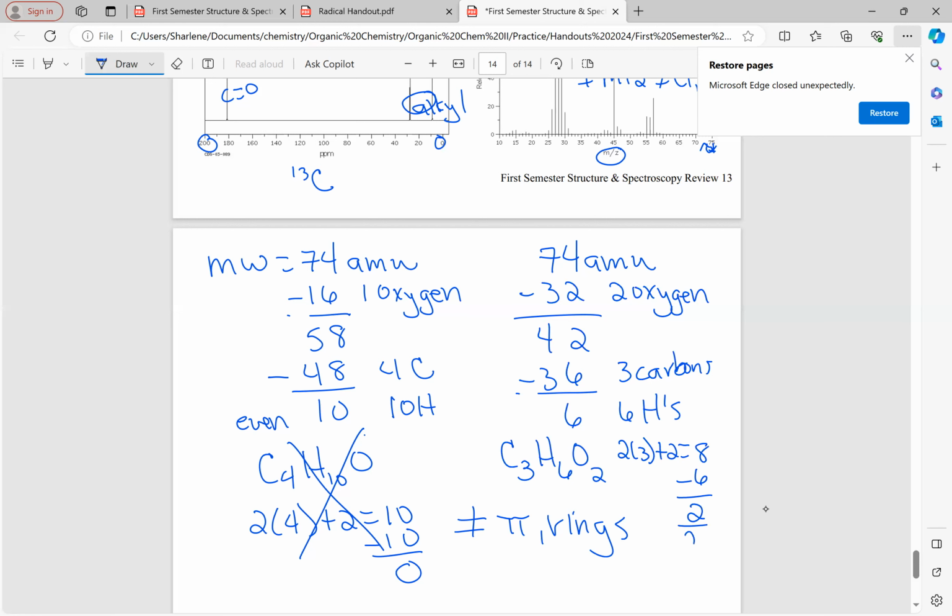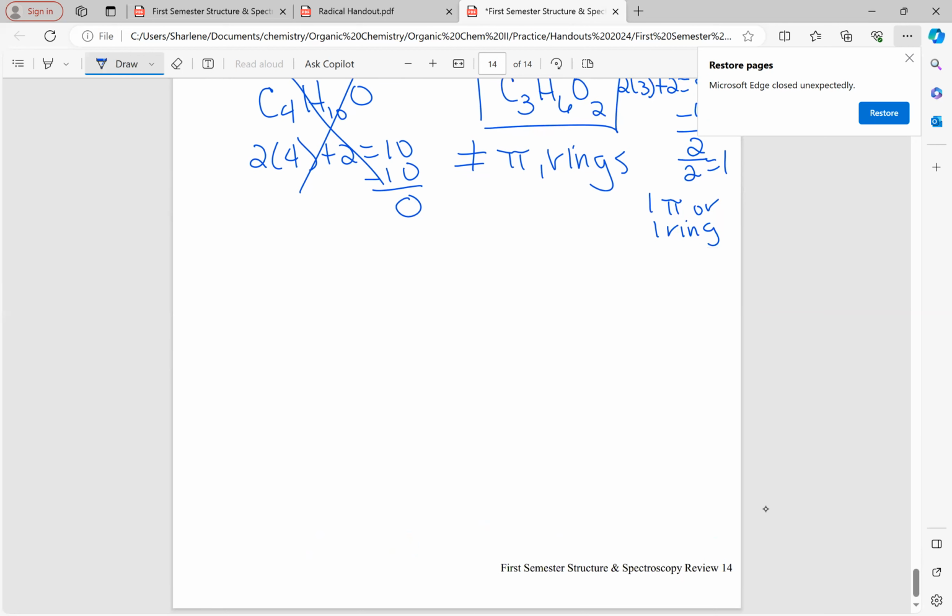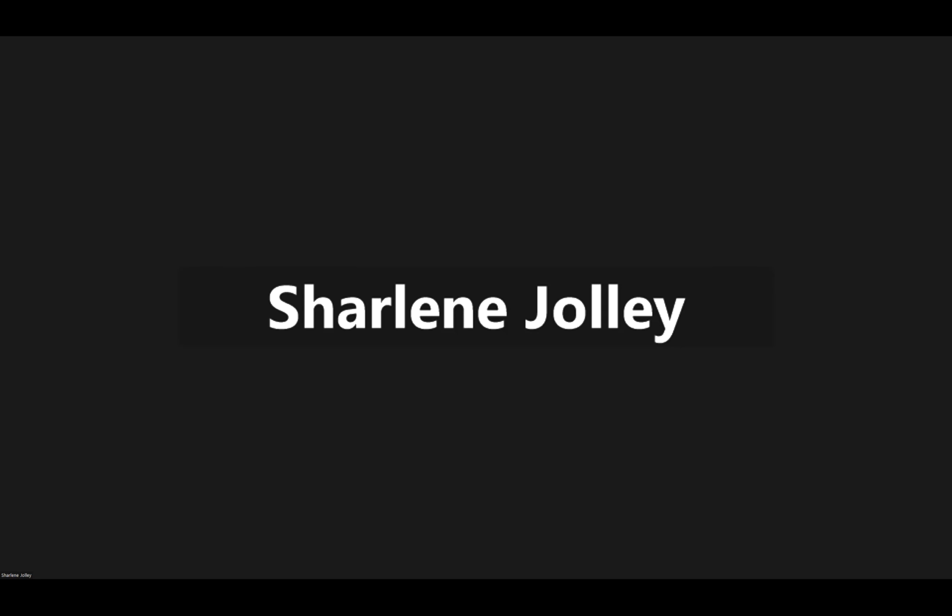2 divided by 2, that is 1 unit of unsaturation. So I get 1 pi or 1 ring. And that matches all of my spectra. So that is my molecular formula. All right. That was a whole bunch of information very quickly. But remember, each of those pieces have their own handout with lots more details.